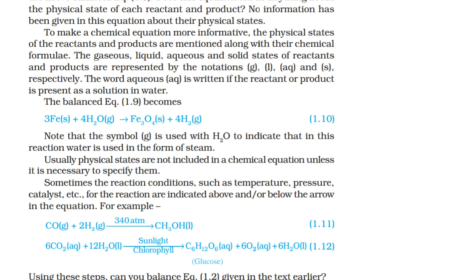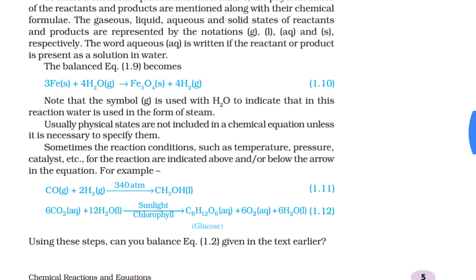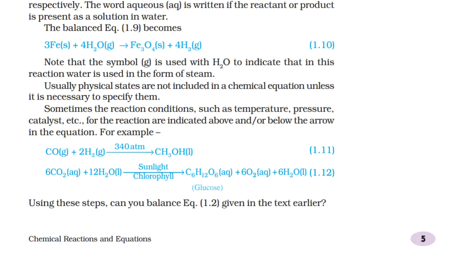Now, the symbol (g) is used with H2O to indicate that in this reaction water is used in the form of steam. Usually physical states are not included in a chemical equation unless it is necessary to specify them. Sometimes the reaction conditions, such as temperature, pressure and catalyst, are indicated above and/or below the arrow in the equation. For example, you can see in this example. Using these steps, can you balance? Just try to write in your copy.